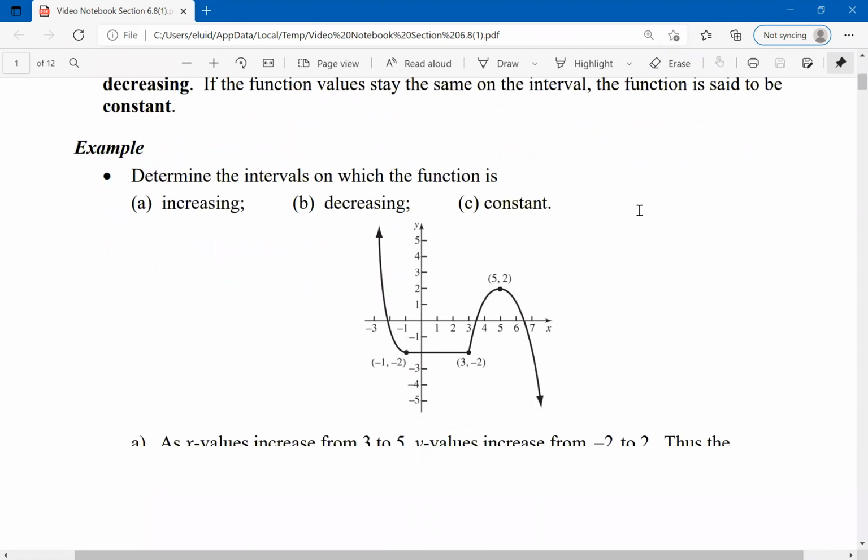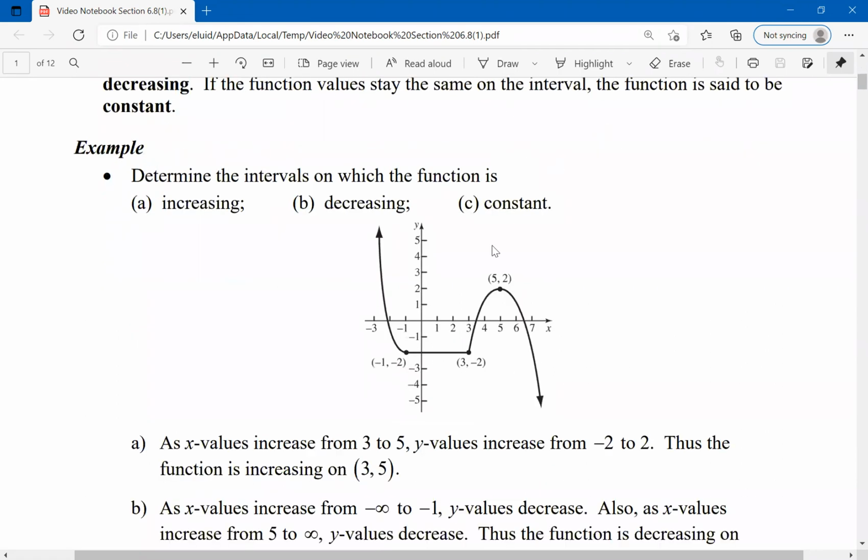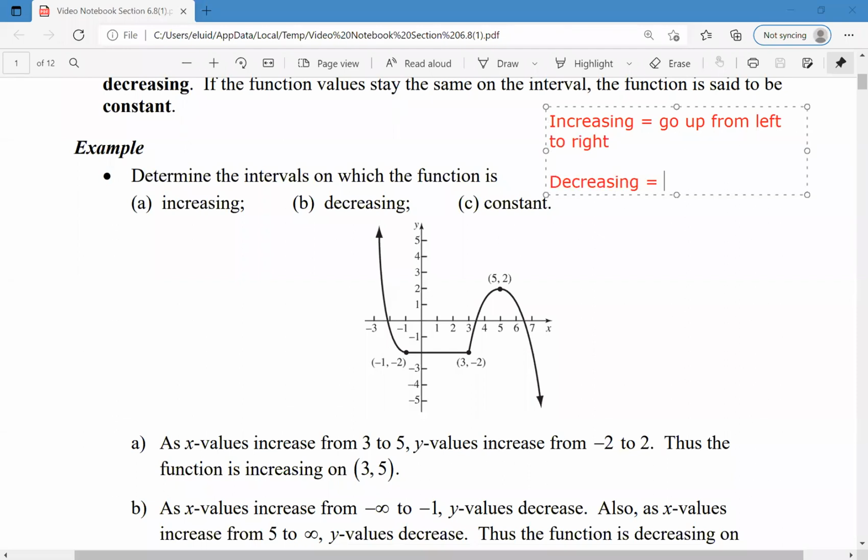We're going to see that in this first graph. So far I haven't written anything. Let me jot down a couple of notes off to the side, summarizing what we just said. Increasing means going up from left to right. Decreasing means your graph is going down from left to right. Constant, you probably just see it as flat.